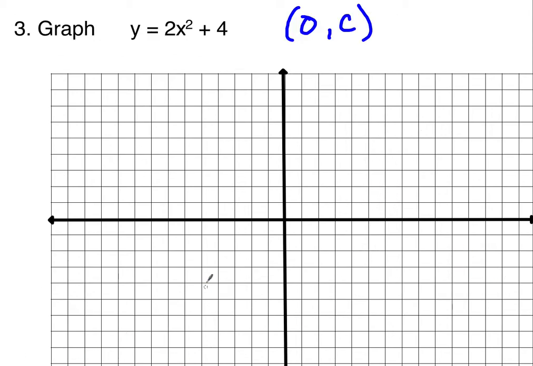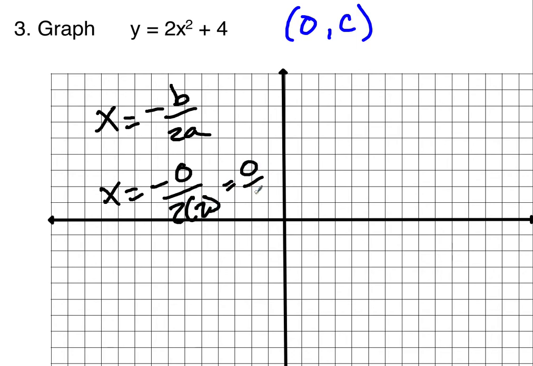If I go back to this problem, I said my vertex is at 0, c, which is the y-intercept. Well, the vertex is always at negative b over 2a. In this case, there's no b value, so b is 0 and a is 2. So that would be 0 over 2 times 2, which is 0 over 4, which is 0. So x is 0. We already saw that. And then if you plug 0 back in, you get the c value of 4. And so you can find that even if it's in this form, but you don't really have to do that. If there's no b, the vertex is going to be at 0.